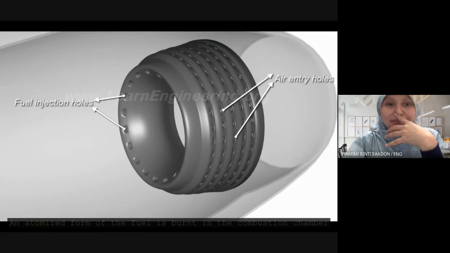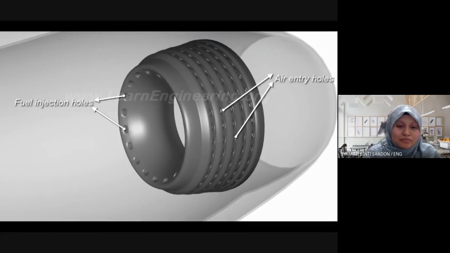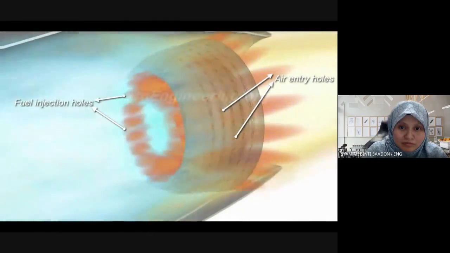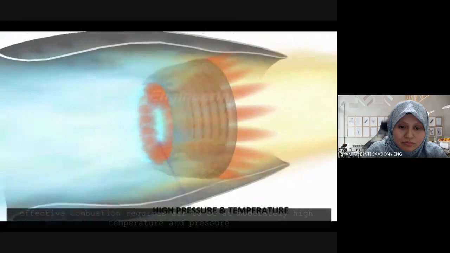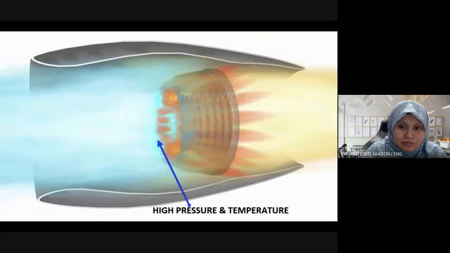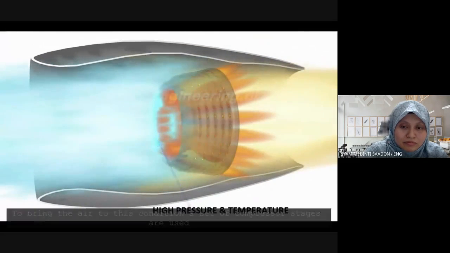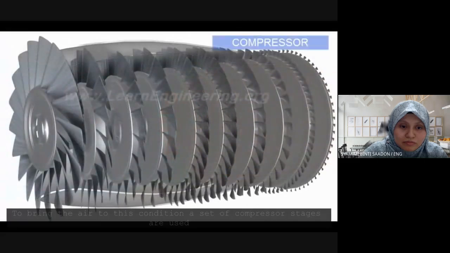An atomized form of the fuel is burnt in the combustion chamber. Effective combustion requires air to be at moderately high temperature and pressure. To bring the air to this condition, a set of compressor stages are used.